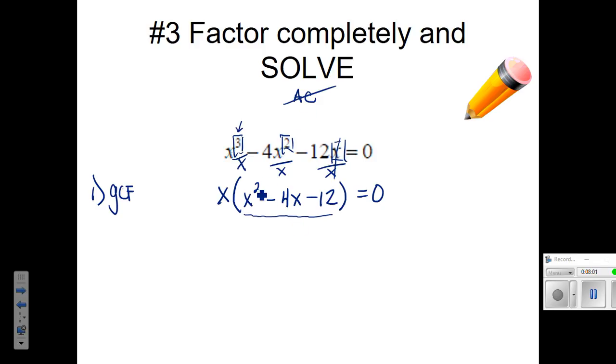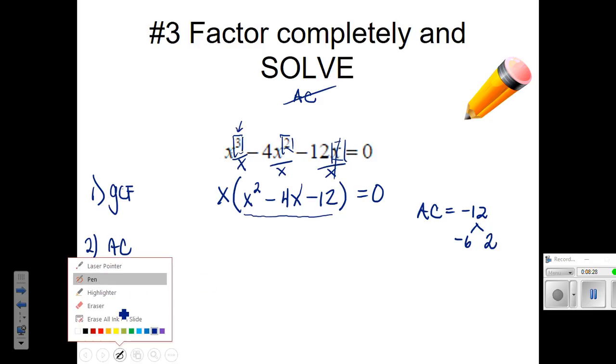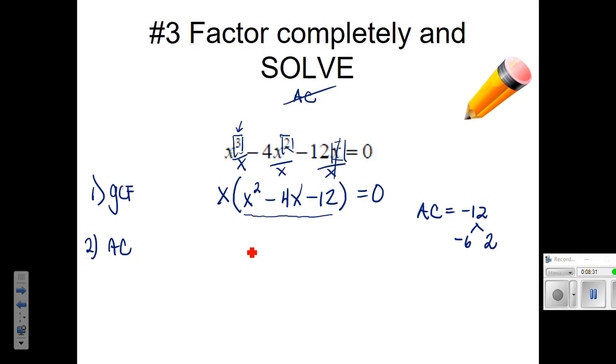Well, with the AC method, we need 3 terms, 1, 2, 3, and we need our first exponent to be double the second. Well, 2 is double 1, so I can use the AC method now. All right, so AC: 2 factors of negative 12 that make negative 4. That would be negative 6 and positive 2. So now we turn this into a 4-term problem: x squared minus 6x plus 2x minus 12.